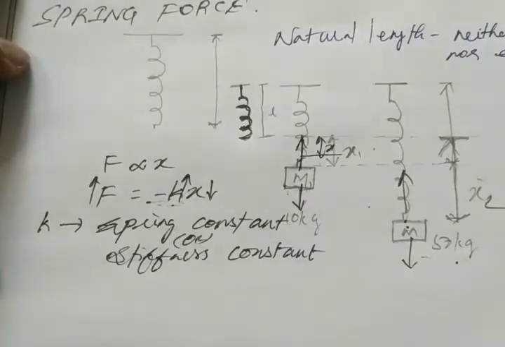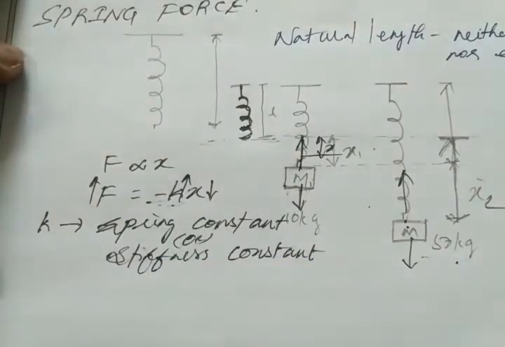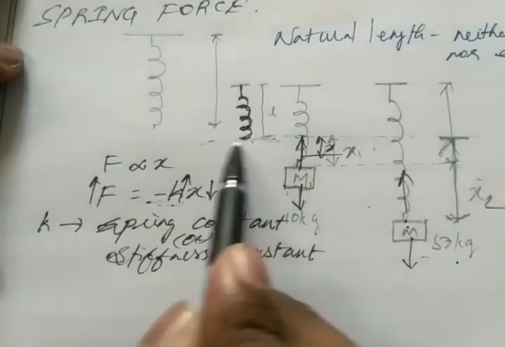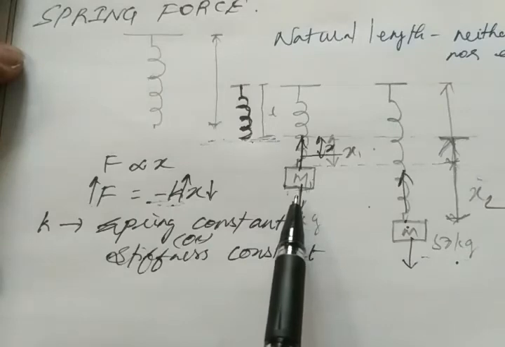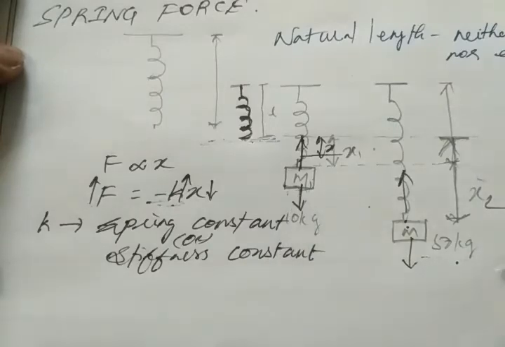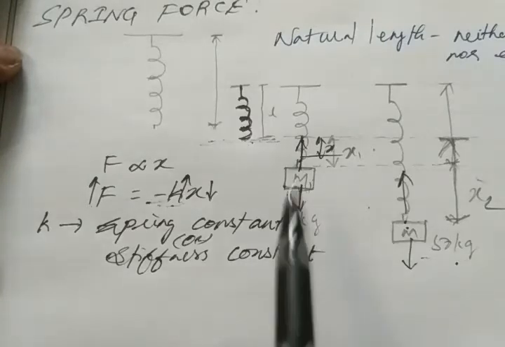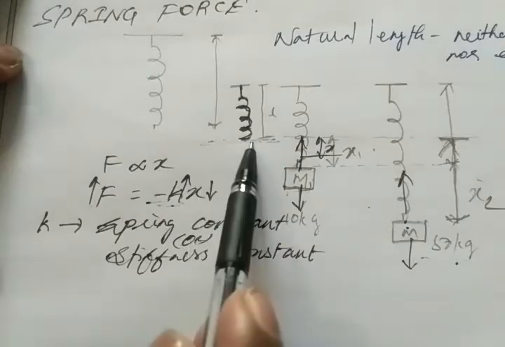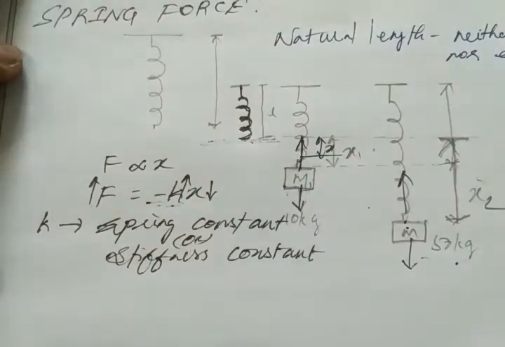So the spring always wants to come to its mean position if no force is acting on it. So this is the mean position of the spring. When we attach a mass to the spring, what will happen? The spring will oscillate. We call it simple harmonic motion, SHM. The spring oscillates up and down. The spring wants to return to its mean position by moving in the upward direction, right?